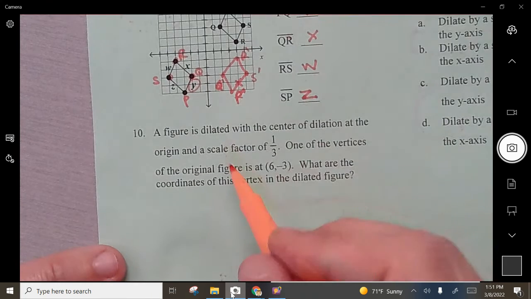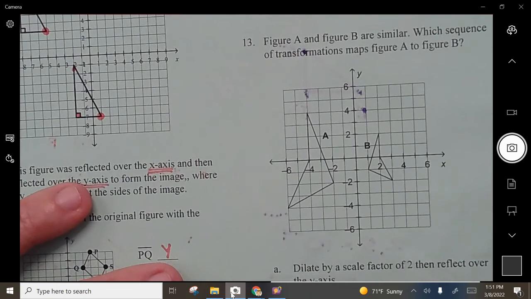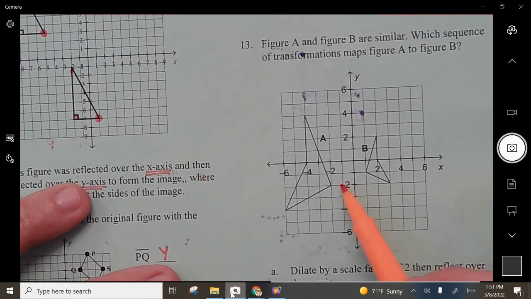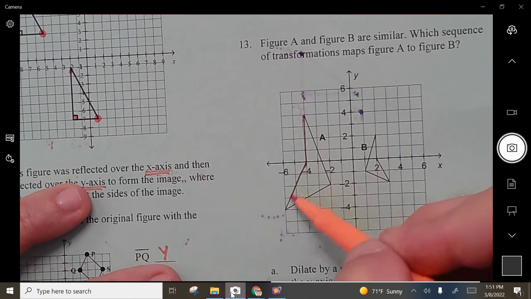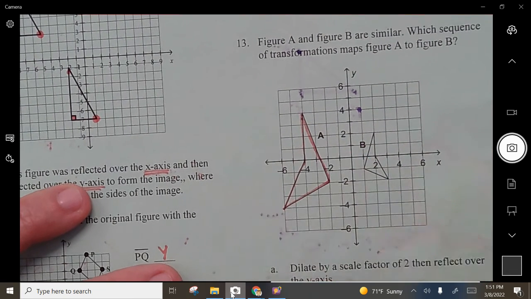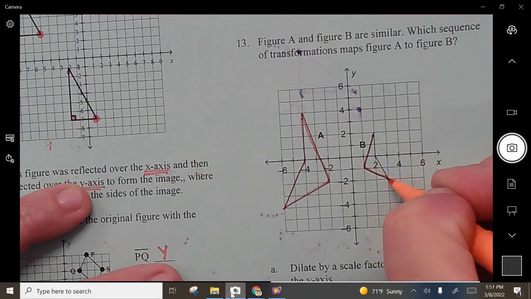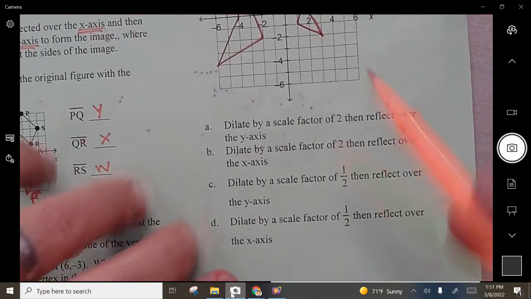All right, for this one, use your calculator, multiply both coordinates by 1/3. All right, and then number 13 is a tough one. If you notice it, this one's A. So how did it change? I can tell that it got flipped. All right, it flipped, and then what was the scale factor? I think it shrunk down too. See if you can figure that out. And there are answer choices down here. All right, do the best you can.